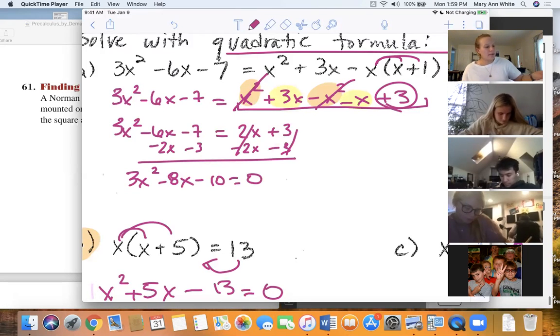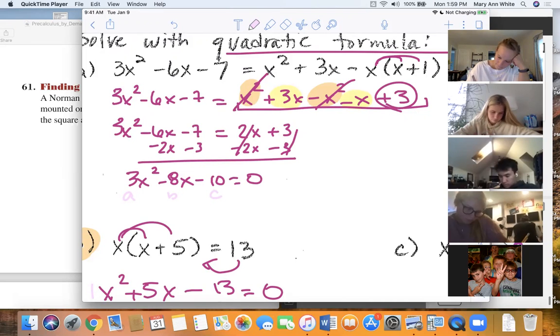All right, now that I'm here, I have A, B, and C. So let's label A and B and C. And now we're going to plug it into our quadratic formula. So I've got x equals negative b, so negative 8 is a positive 8, plus or minus root negative 8 squared minus 4 times a, which is 3, times c, which is negative 10. All of that is over 2 times a, which is 3.